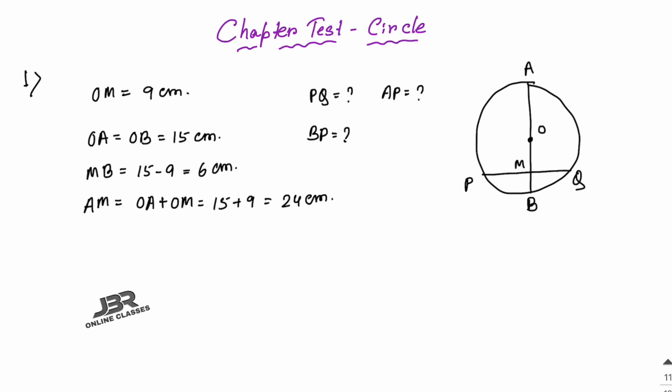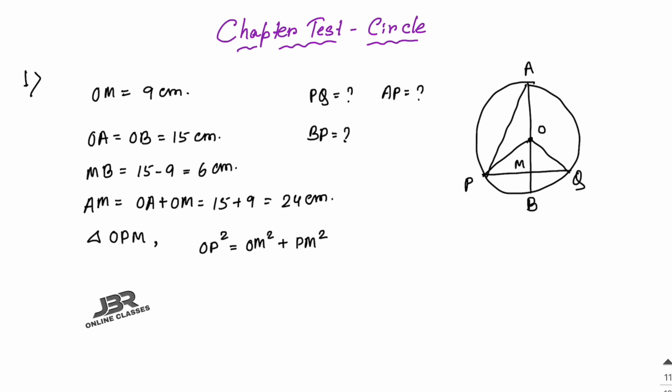Now you have to join this one in this way, and you can also join this one in this way. Clear? So first you have to find out the length of PQ. Here OM is the perpendicular bisector on PQ. Then from the triangle OPM, OP square is equal to OM square plus PM square.